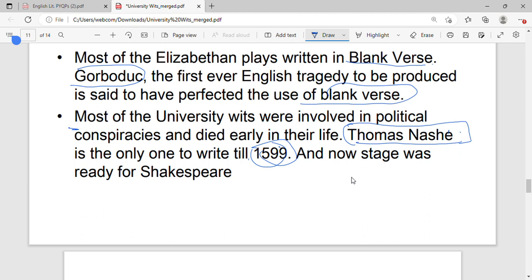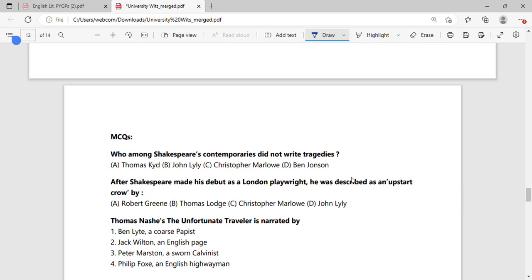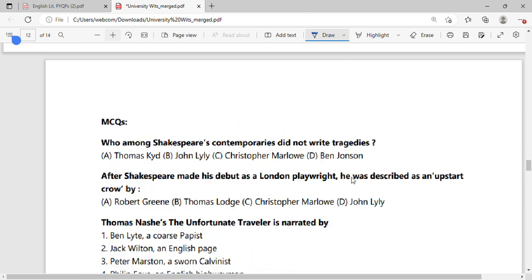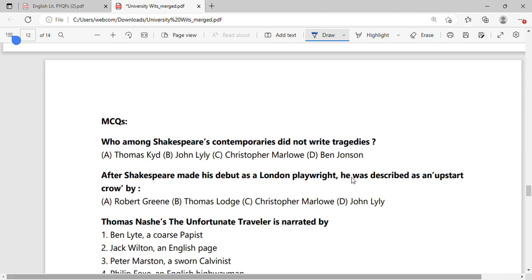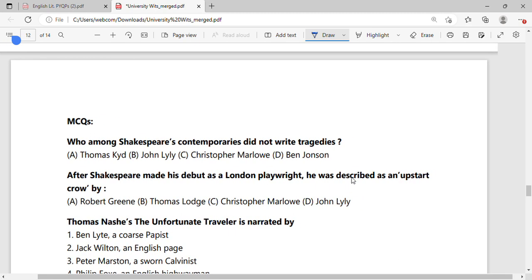Besides this, for most of them their career was finished around 1593 or 1594, and now the stage was ready for Shakespeare. The University Wits are also called the launching pad for Shakespeare's career. Now we have the MCQs, the most interesting part. Alright, so let's start with it.